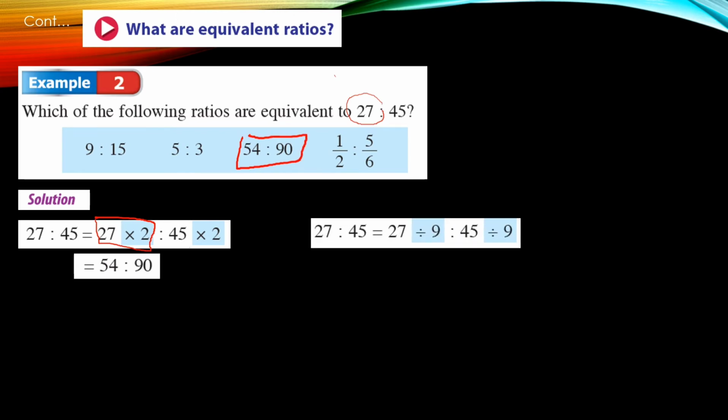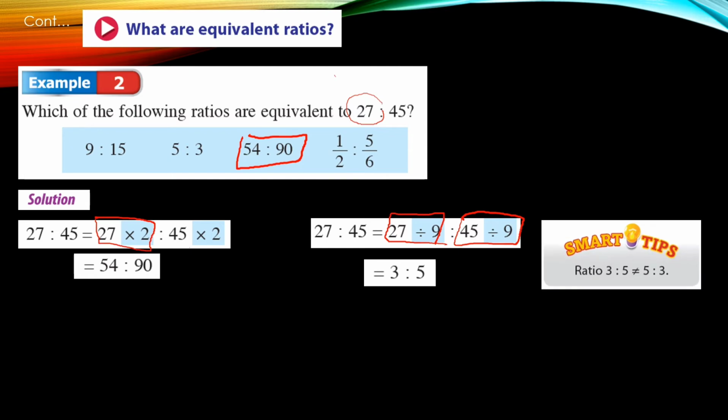Then if we try to divide 27 by 9, we also need to divide 45 by 9, we will get 3/5. Is there any 3/5 here? No. There is no 3/5 here. 5/3 with 3/5 are totally different things. They are not the same.